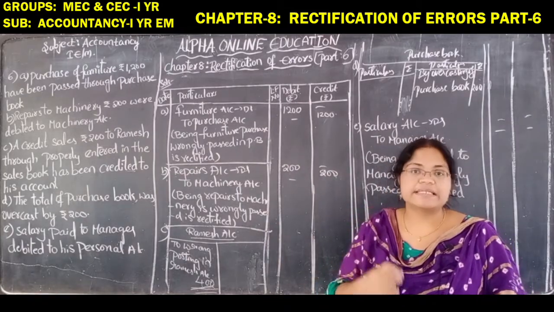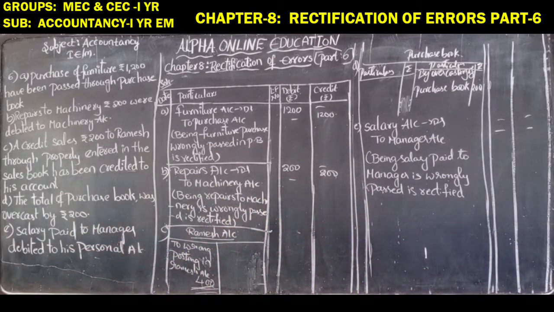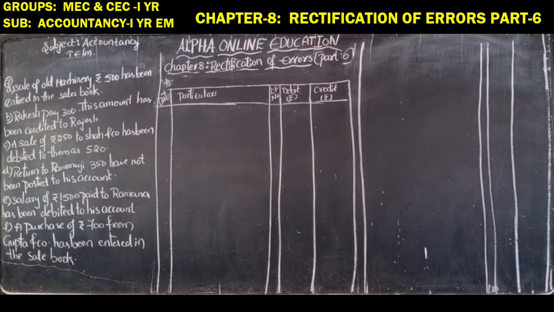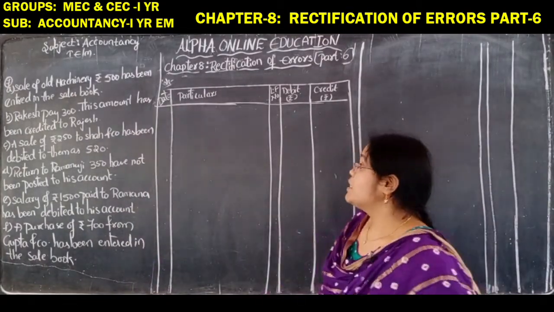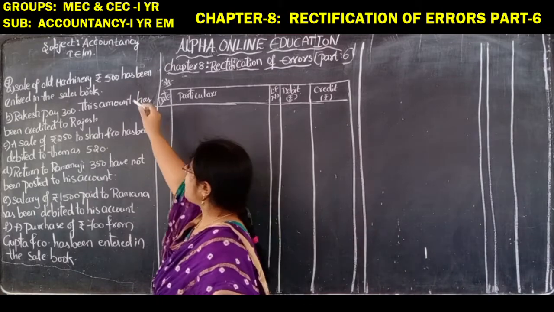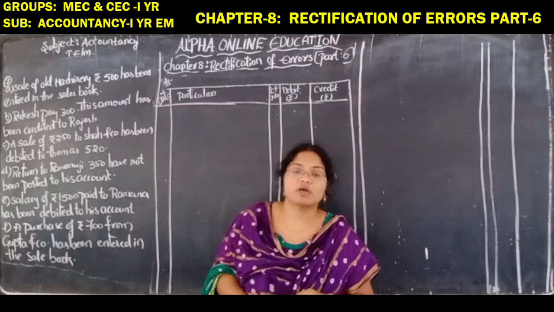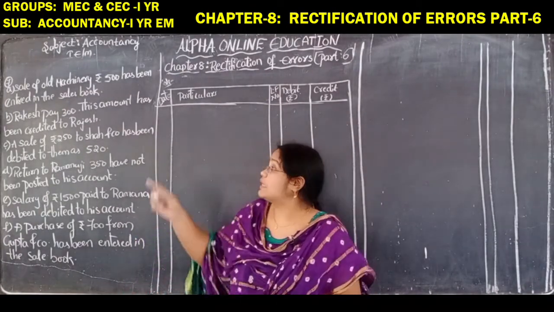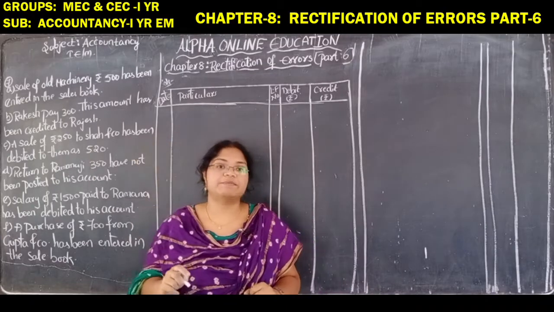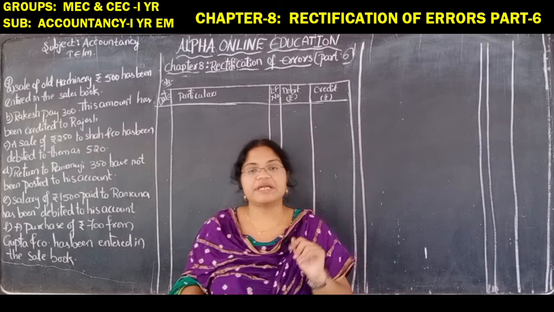So let us see the 7th problem. How to do the 7th problem? Sale of old machinery rupees 500 have been entered in the sales book. So sale of old machinery, what will be the entry? Cash account debit to old machinery account, but they have entered in the sales book, meaning cash account debit to sales account, they have written in that way.